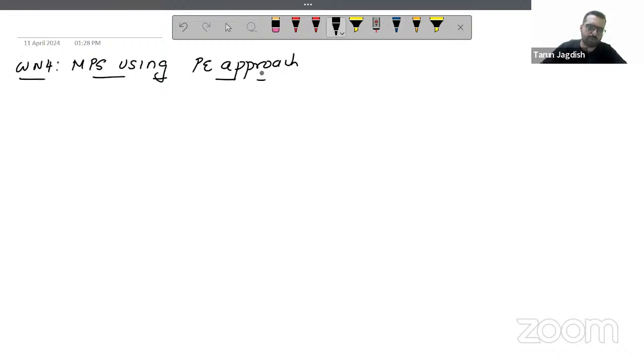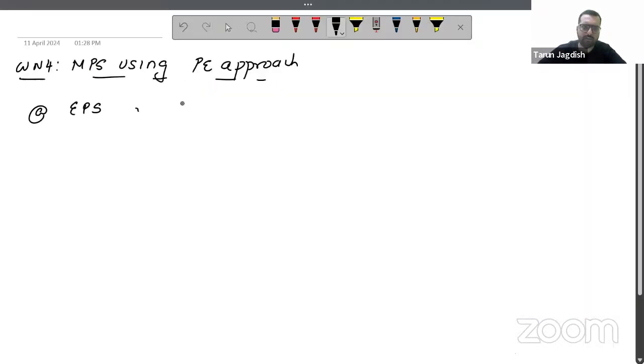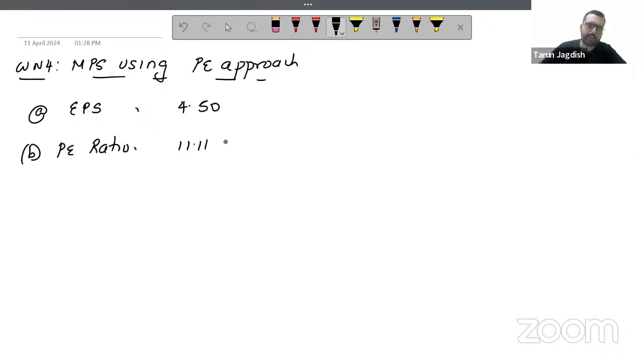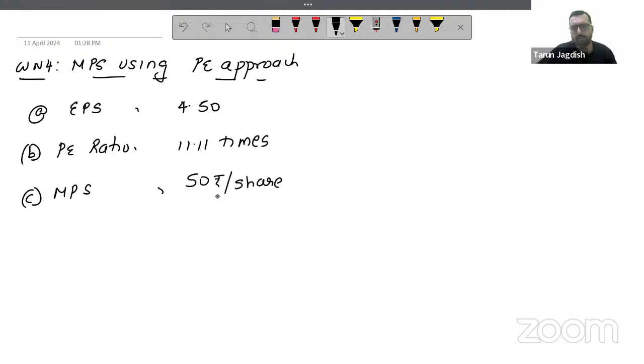Once you get this answer, I will now find out the MPS using the PE approach. So here I'll write down EPS. What is the EPS that is given in the question, friends? Is it given as 4.5? Point number B, PE ratio. What is the PE ratio, friends? 11.11 times. So MPS will turn out to be how much over here? It will be 50 rupees per share.